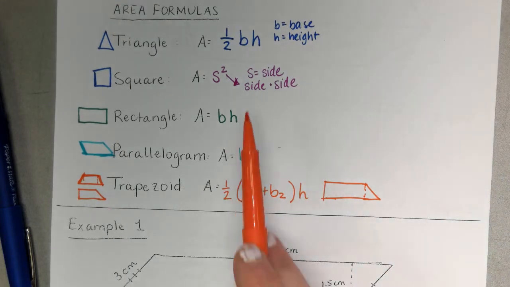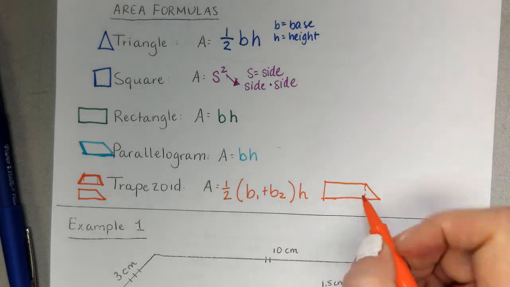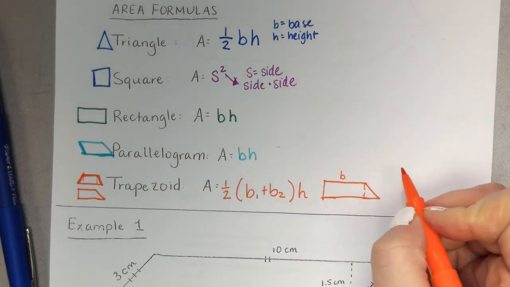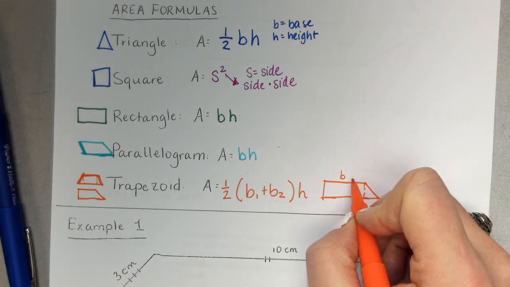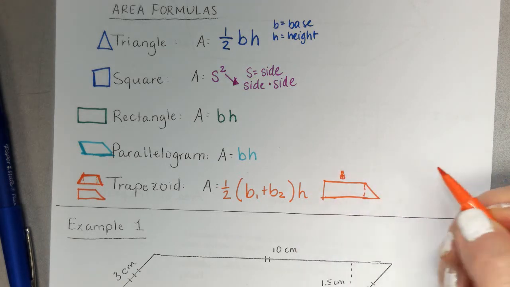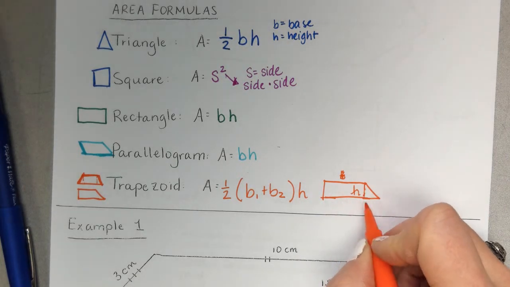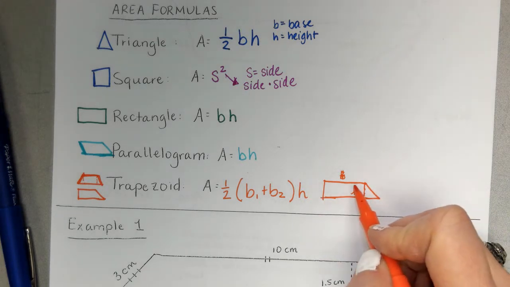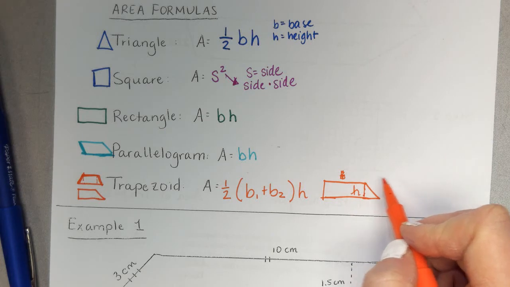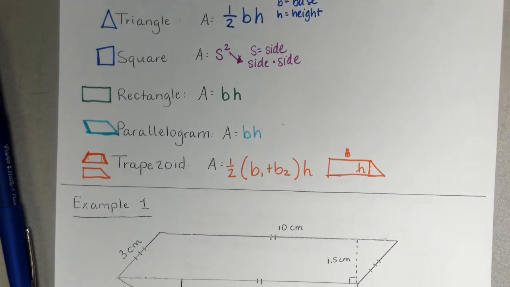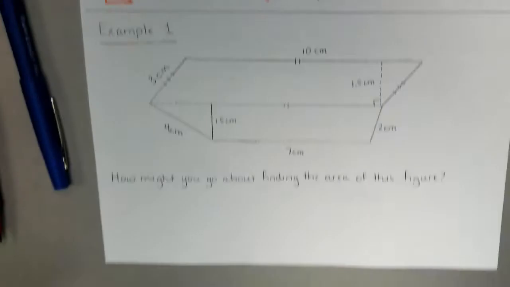So you're taking 1/2 of base 1 and base 2, because in a trapezoid you have two bases, and there's also a height, because there's a height of the triangle. We're going to look at what those bases are in just a little bit. Alright, so let's do example 1.